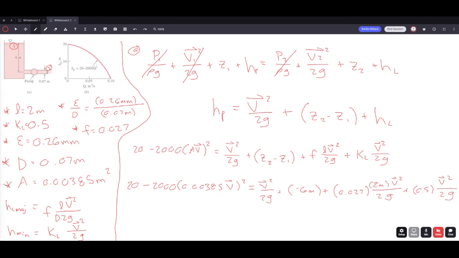All right. So now it's just algebra. So I'll just plug this into my calculator real fast and it should spit out a V value. V is equal to 13.37 meters per second.